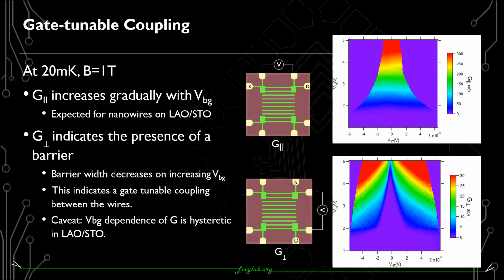The top figure shows that G parallel is 0 until 1.7 volts, so the device is insulating, and above that voltage of backgate, the conductance increases gradually along the parallel direction. This behavior is shown by nanowires and is expected. However, G perpendicular in the conducting region shows a barrier, and the width of the barrier keeps decreasing with increase in backgate voltage. This indicates that we have a backgate tunable coupling between the wires.